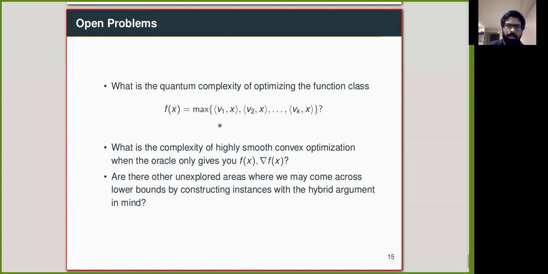And are there other unexplored areas where we can use the hybrid argument to guide ourselves to construct a lower bound instance? If you weren't trying to prove a quantum lower bound here, we probably wouldn't have even ended with a randomized lower bound, because we would have deviated somewhere and ended up in some complicated function class. So that really helped us stick to the hybrid argument.